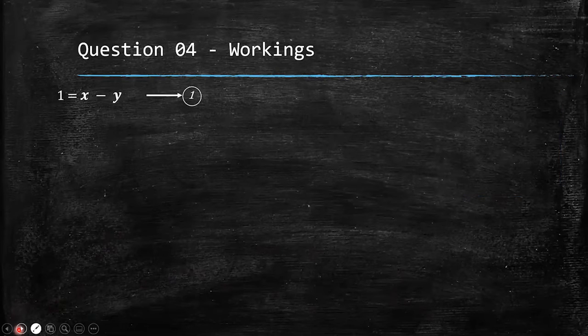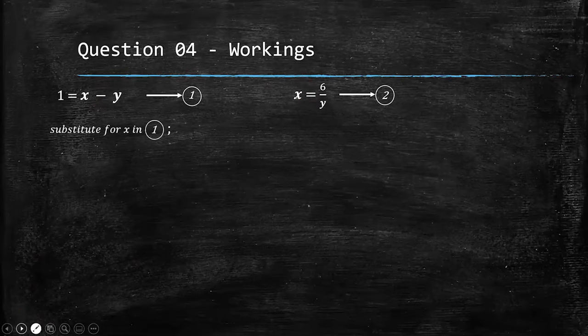So in the first equation, it states 1 equals to x minus y. And in the second equation, it states x is equal to 6 over y. Now if you substitute for x in your 1, you can find the value of y. Substitute for x in 1. So 1 will be equals to, for x you can put 6 over y here, 6 over y minus y.